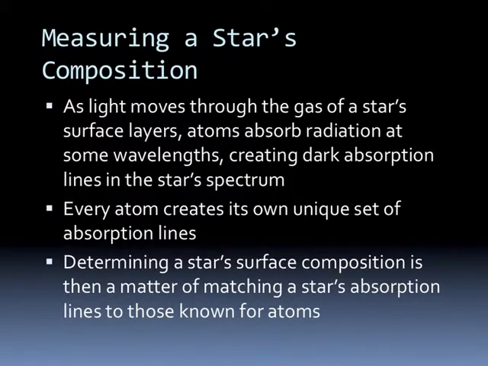So as light moves through the gas of a star's surface layer, the atoms there absorb radiation at some wavelengths, and that creates a dark absorption line in the Sun's and the star's spectra. Every atom, we've learned, creates its own unique set of absorption lines. So determining a star's surface composition is then just a matter of matching a star's absorption lines to those known for atoms.